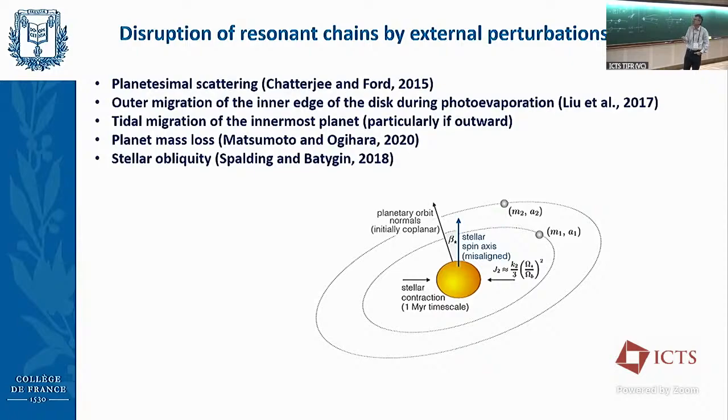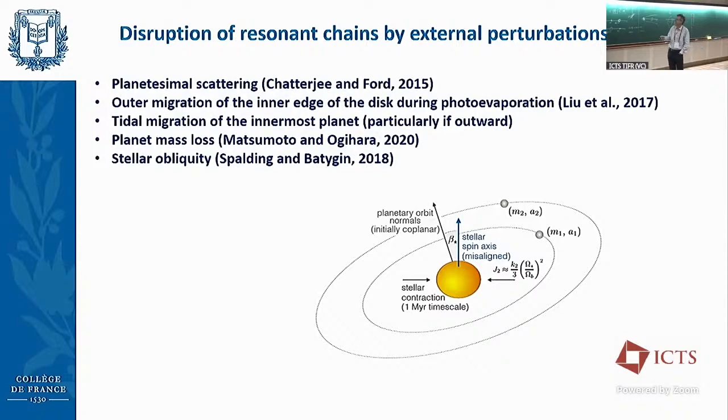There is a possibility also of instability due to interaction with a star which is inclined relative to the planetary system because of some reason. Could be magnetic interaction with the disk or misalignment with the disk. But you know, from Rossiter-McLaughlin effect measurements, indeed the planetary system may not be equatorial with the star.